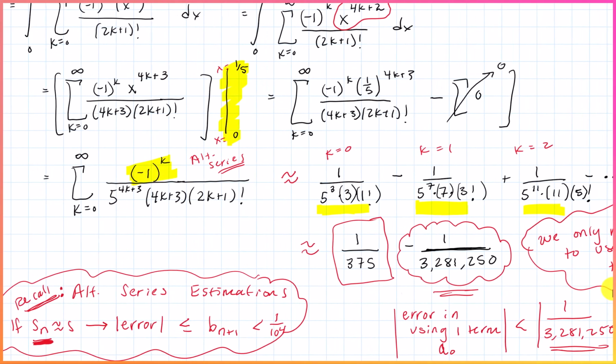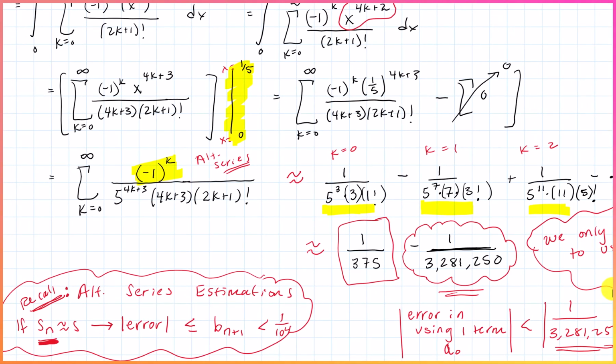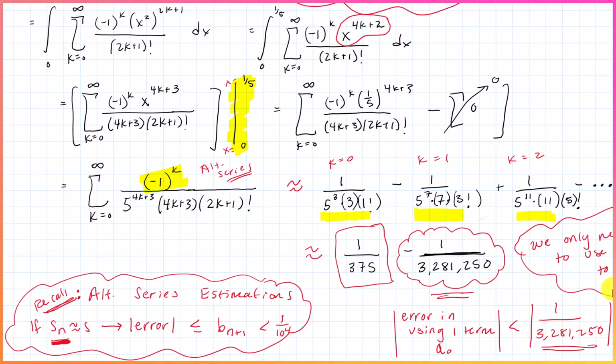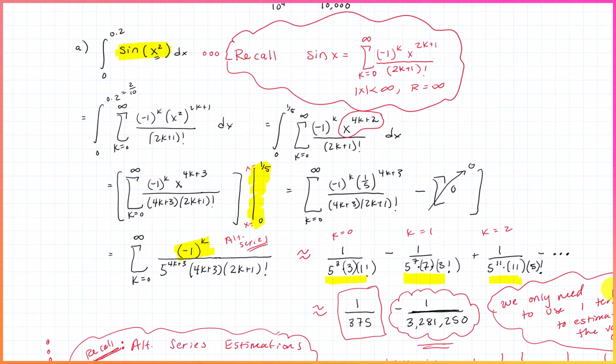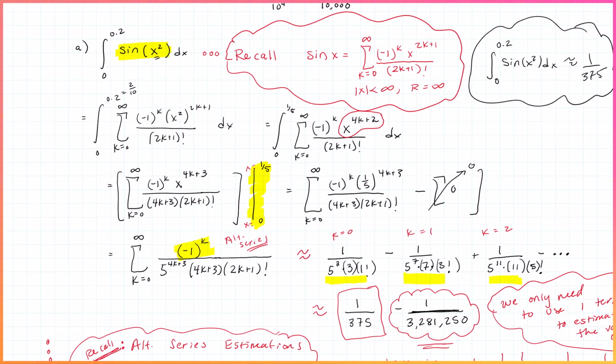So in fact, if we go all the way back to where we started, the value of this particular integral from 0 to 0.2 of sine of x squared dx is approximately 1 over 375. And that is within 1/10,000th of the actual value.